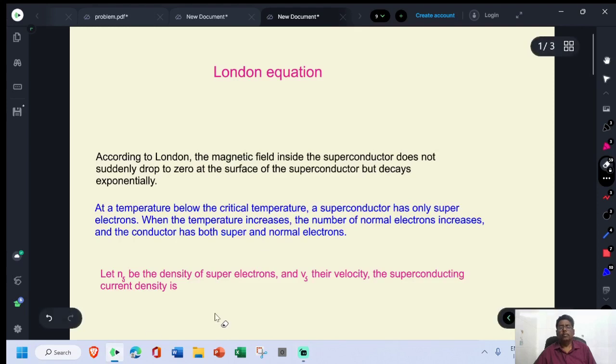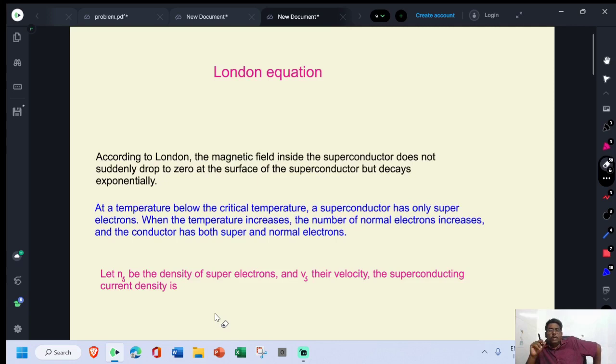In this presentation, we have talked about the London equation. In the case of the Meissner effect, the value of B equals 0 inside the superconducting specimen if the temperature is lesser than the critical temperature and the magnetic field is lesser than the critical field. But London argued that the value of B is not exactly 0 but varies exponentially.